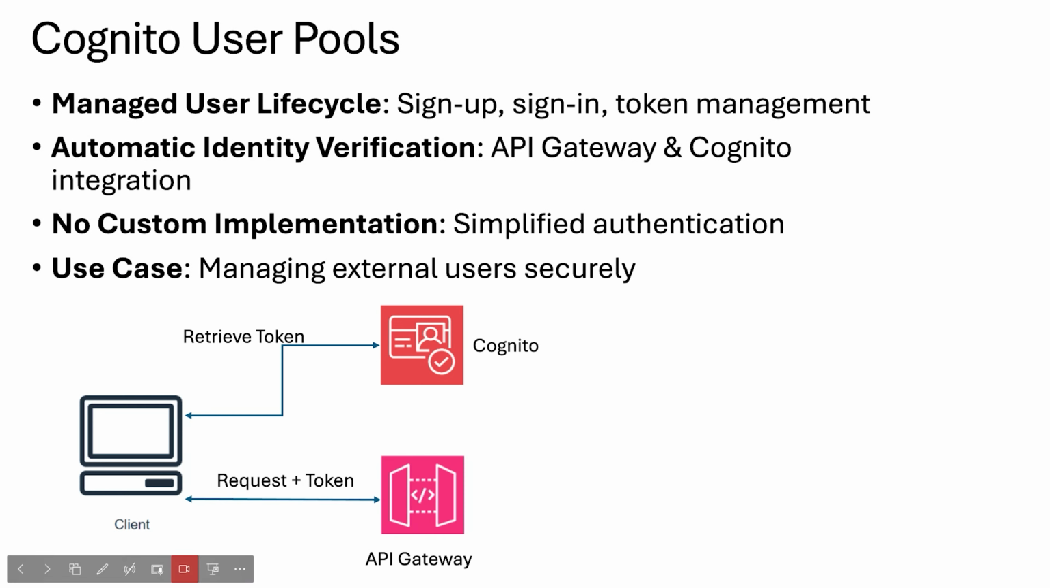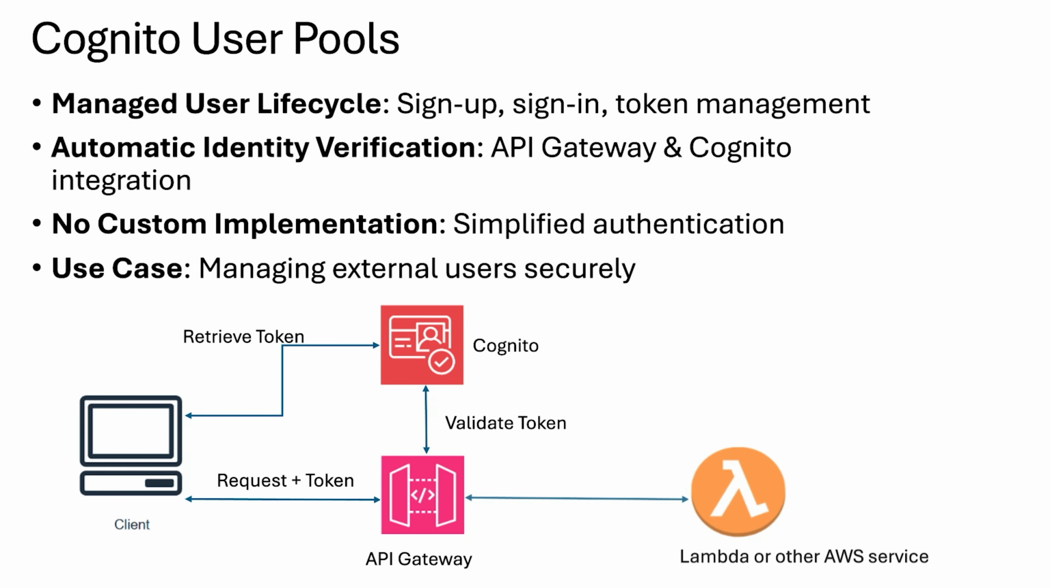Now API Gateway has direct integration with Cognito. It will call Cognito and validate this request and token. Cognito will validate the token, and if the token is valid, then API Gateway sends the request to the backend. Otherwise, it will fail the client request. Okay, so this is how Cognito user pools work, and here you can manage your users.